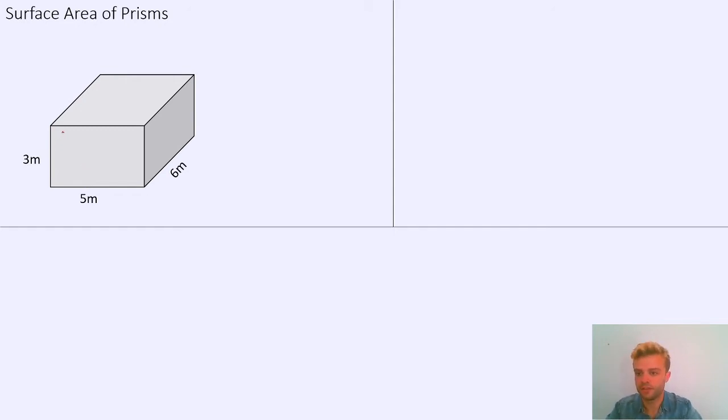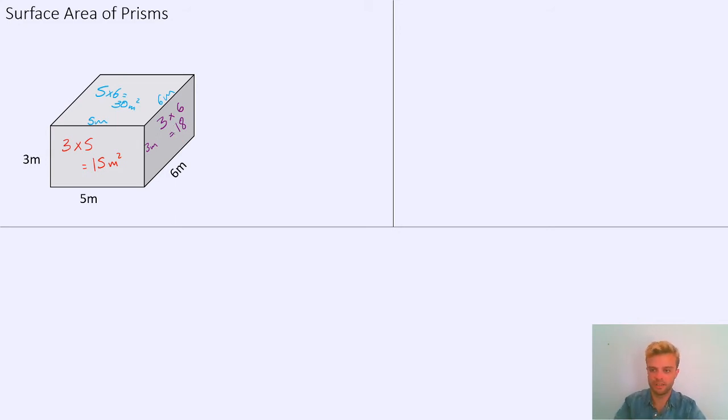So if we start with the face on the front, it's a rectangle, which is 3 by 5, so that's going to be 15 meters squared. Next, if we do the top, well, the width of the top is 5 meters, and the depth is 6 meters, which means the area of the top of the shape is 5 by 6, which is 30 meters squared. And then finally, we have the side. This side is 3 meters high and 6 meters wide, which means its area is 3 times 6, which is 18 meters squared.